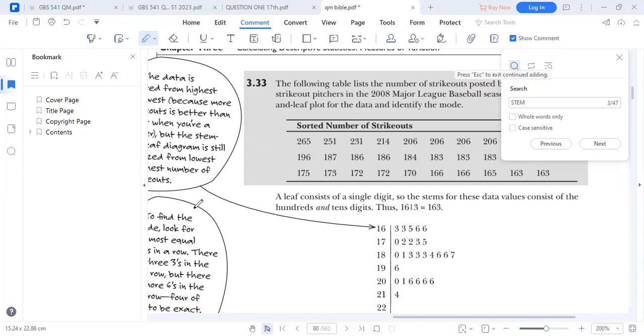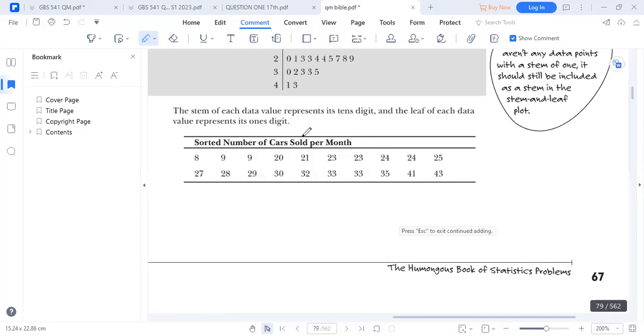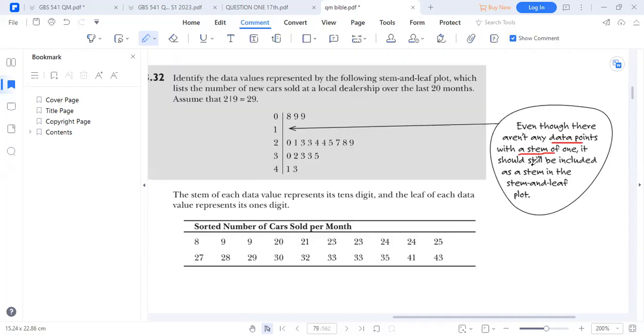For instance, here, we have 8, 9, okay, 20s. We don't have 10s here, but we have 0s, we have 20s, we have 30s, we have 40s. So what do we do in that case? So zeros are here, 0, 9, 9. So even though there is no data point for the stem, it should be included in the stem and leaf diagram. I've seen some of you, because there was no number there, you were leaving it out.